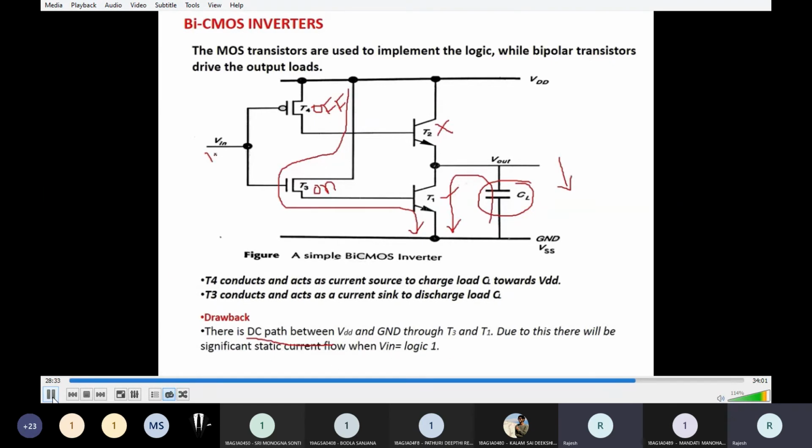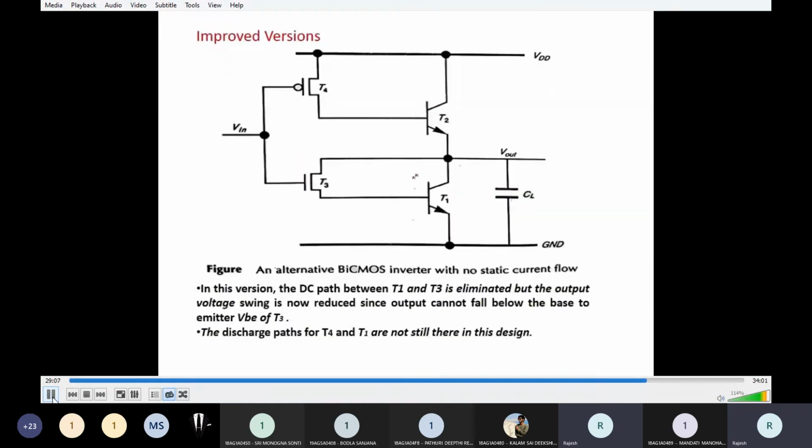Okay, in the second case, if logic 1 or high input is applied, what is happening? From VDD to ground, there is a path existing. Due to that, what is happening? Static current flows. Some drop will occur through that path. That is the drawback. To eliminate this drawback, we use another alternate BICMOS inverter circuit. So these are the alternative BICMOS inverters with no static current flow.